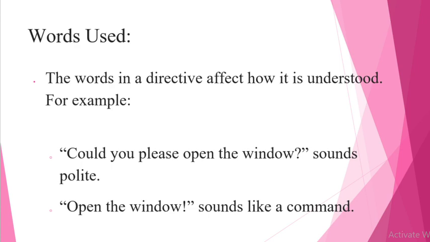You can say open the window to your sister while you're at home. But when you are with the guests or you are visiting somebody, some relative, you cannot say it that way. Open the door, open the window. You would say, please open the window, even if it is to your sister, right? And then we have words used. So here we have the words in directive effect, how it is understood. For example, could you please open the window? Sounds polite. But if I say open the window, it sounds like a command.